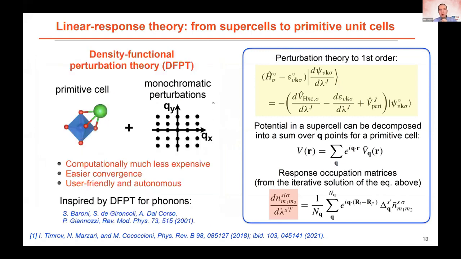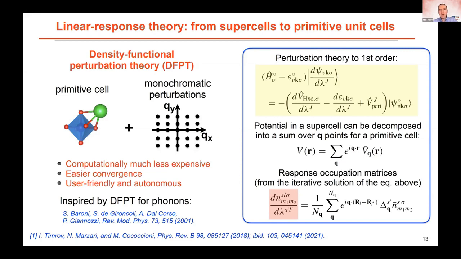As I told you, this is called density functional perturbation theory. We use primitive cells plus monochromatic perturbations, the q-point grid. The advantages of this new approach are that it's computationally much less expensive, because we simply use primitive cells and not computationally expensive supercells. It's easier to converge the calculations, as it's always easier to deal with primitive cells rather than supercells. And this approach is user-friendly and autonomous. It's implemented in the HP code in Quantum ESPRESSO, and we will use it during the hands-on.